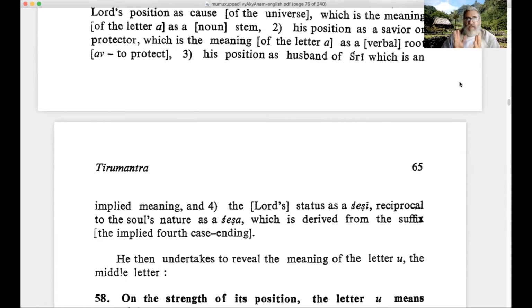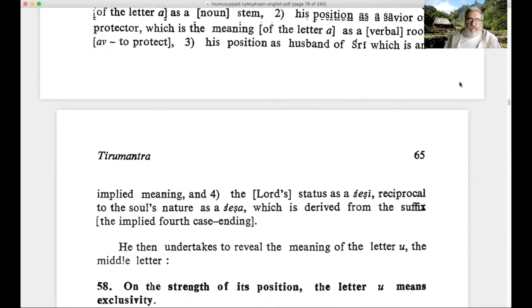Although normally we think of the letter A as representing the Supreme Lord Narayana, along with Lord Narayana, when Lord Narayana appears, Sri Devi, his consort, is there. Also, his entourage is also there. But specifically, Sri Devi, he's the consort. He's the husband of Sri Devi.